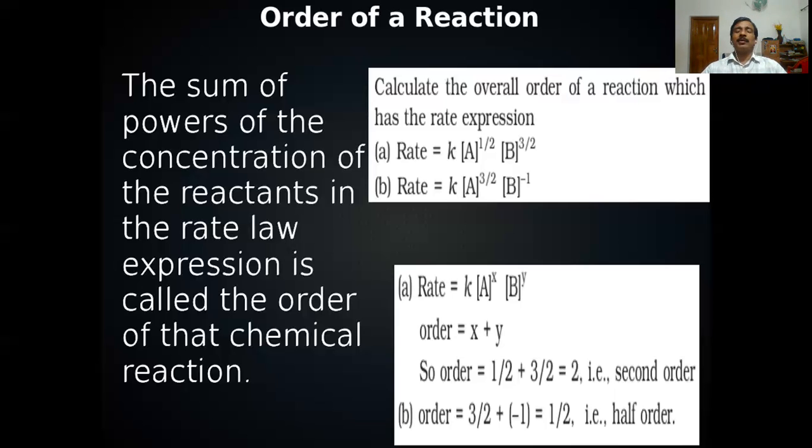If the order is 1, we call it a first order reaction. If the order is 2, we call it a second order reaction. If the order is 0, we call it a zero order reaction. And if the order is 3, we call it a third order reaction. Beyond 3 it is not possible, because simultaneous collision between 4 molecules is very difficult to happen. So the order can be whole numbers like 0, 1, 2, 3, or it can be fractions like a half, 3 by 2, 1 and a half, or it can be 0.